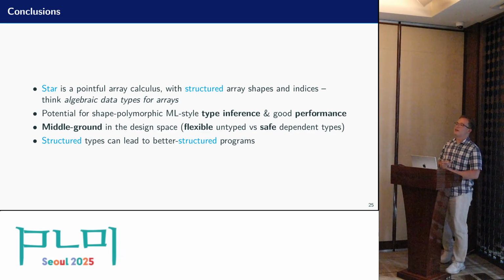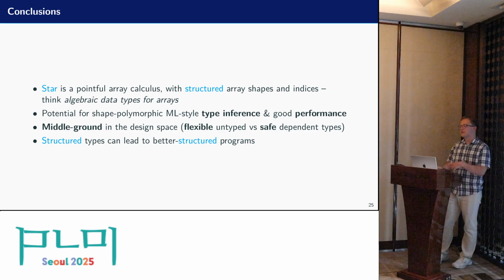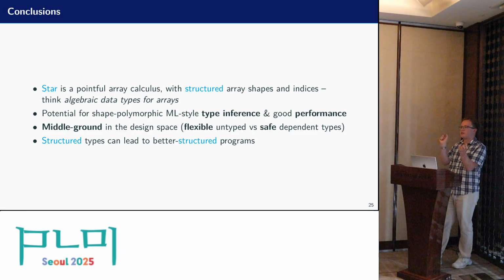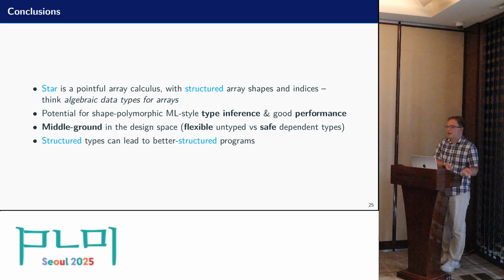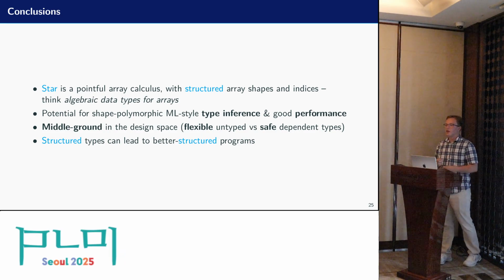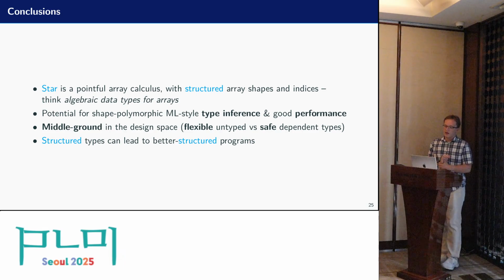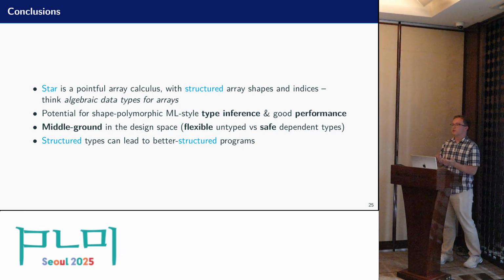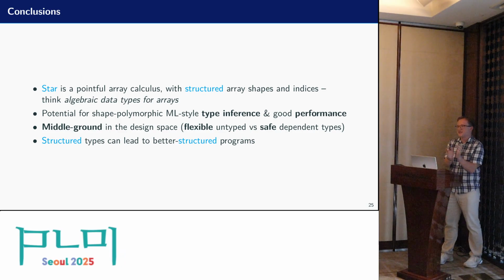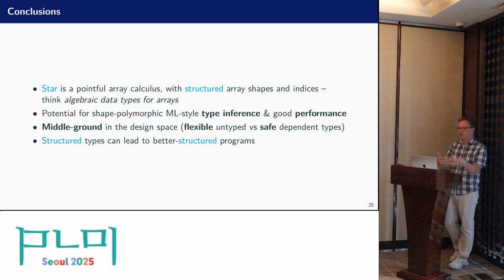And the way I look at its importance is that it's a middle ground in the design space of array type systems. When you look at the polarization, there are a lot of practical array languages that are basically untyped, whether they're embedded or otherwise, versus the very safe but maybe a bit complex dependent types. And lastly, the argument comes back to the case study: structured types will lead you to better structured programs, because star isn't just about the types. It's about giving more structure to the values themselves, and hence fixing the question.